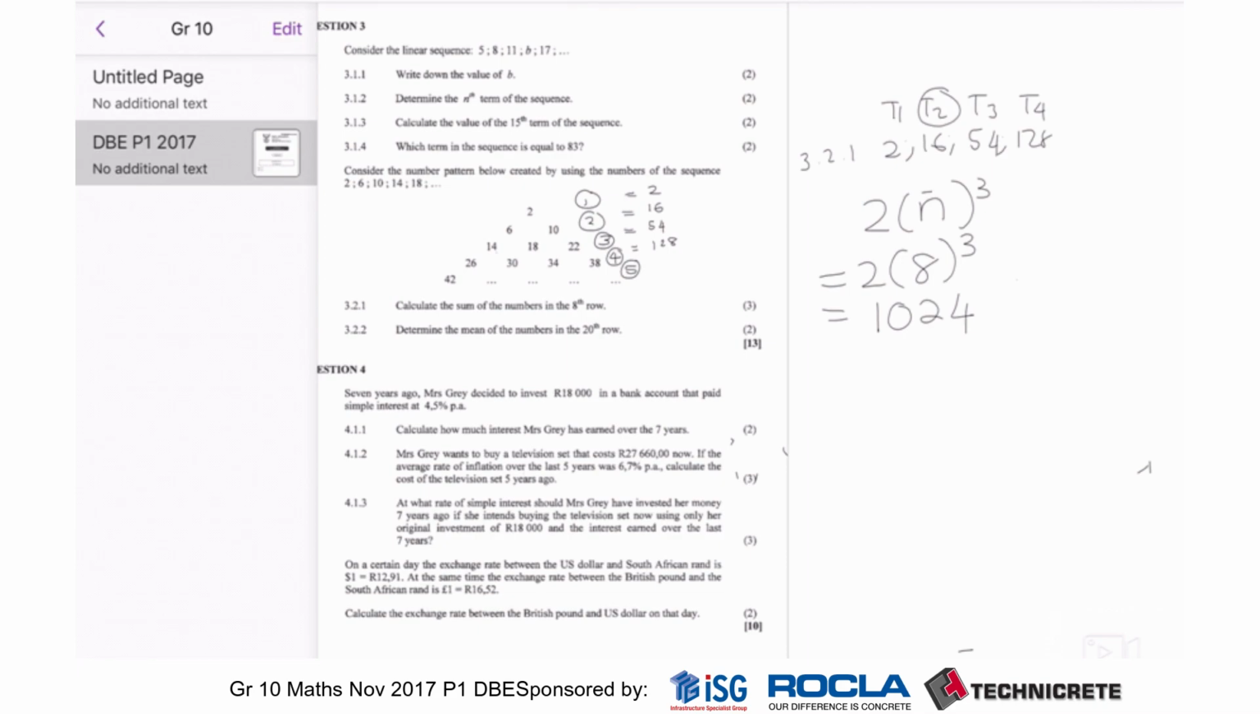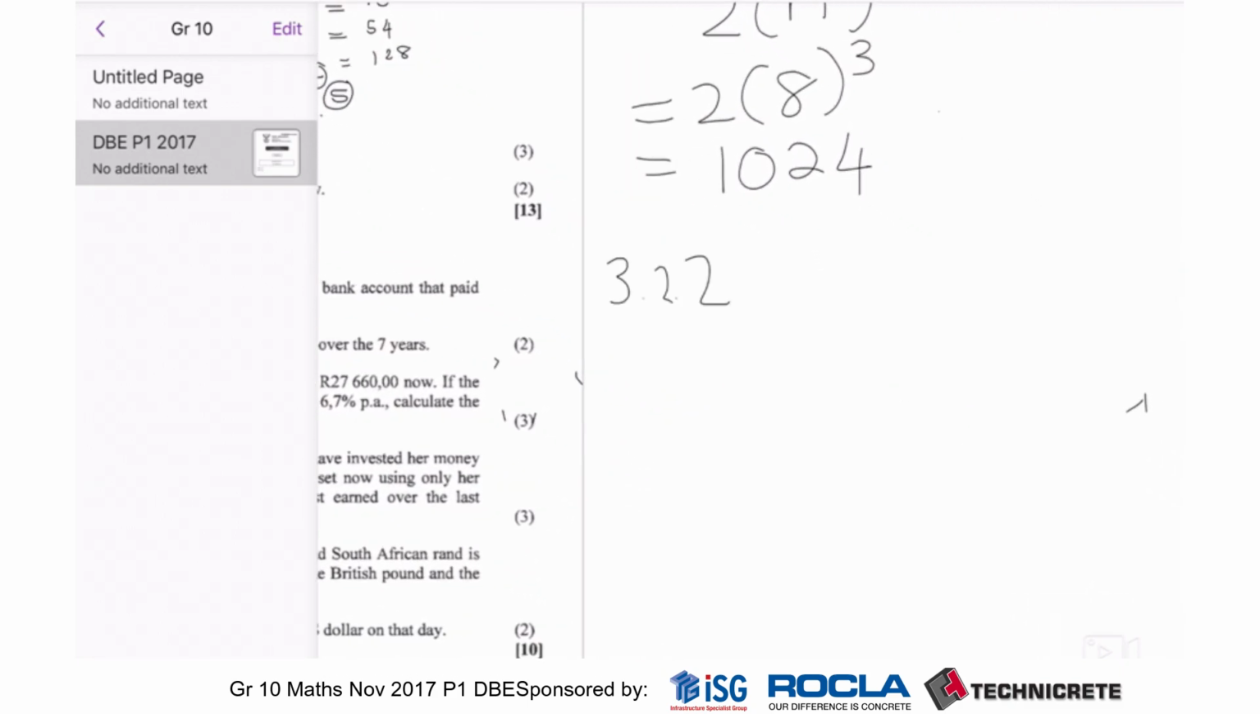Then it says determine the mean of the numbers in the 20th row. Okay. So how are we going to find the mean in the 20th row? So firstly, we can find the sum in the 20th row, because we just calculated that equation. So finding the sum in the 20th row is going to be 2 times 20 to the power of 3. And they want the average.